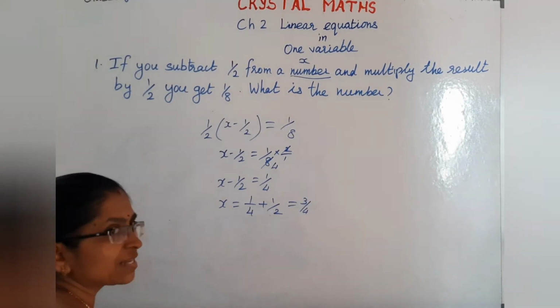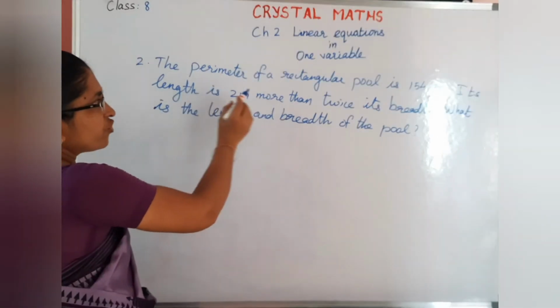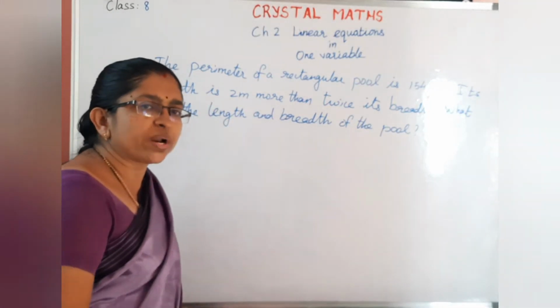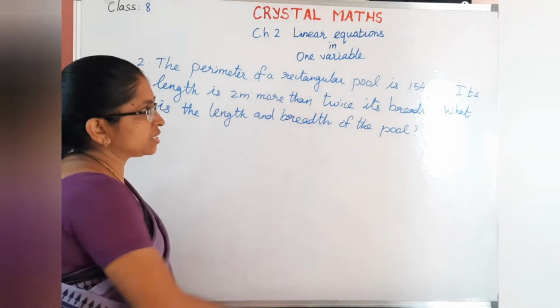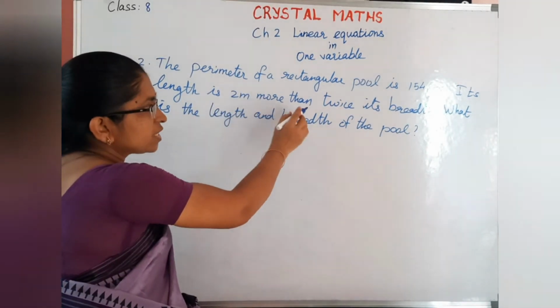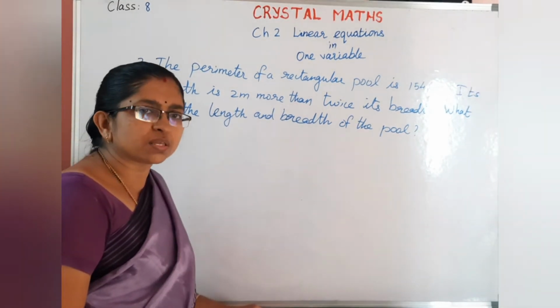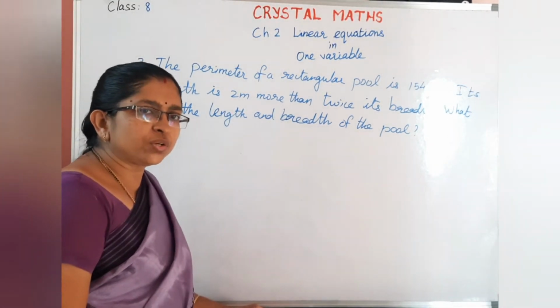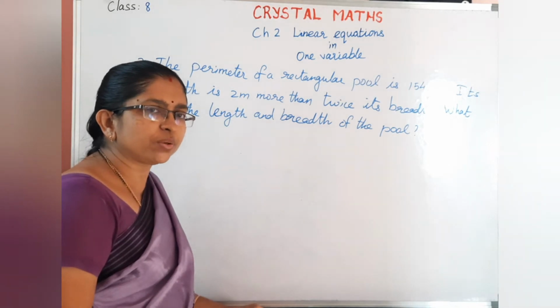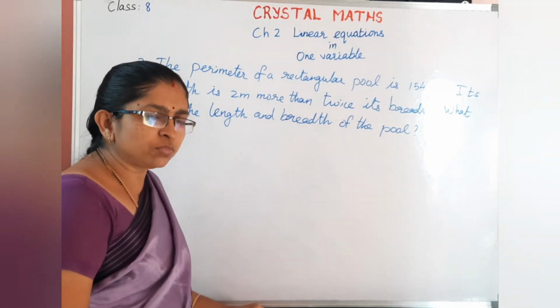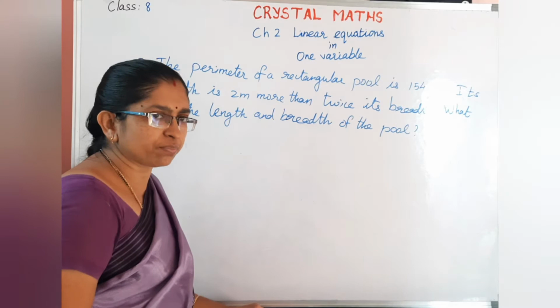Let us see the next problem. The perimeter of a rectangular pool is 154 centimeters. Its length is 2 meters more than twice its breadth. What is the length and breadth of the pool? It is related to mensuration. So what shall we do? We can draw a diagram. So it makes our problem simple.